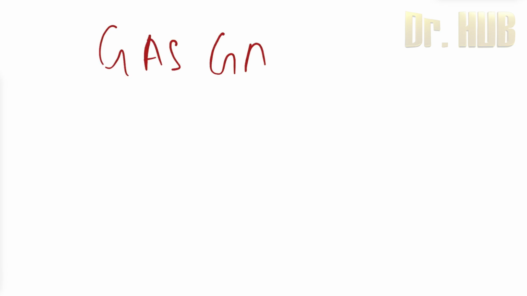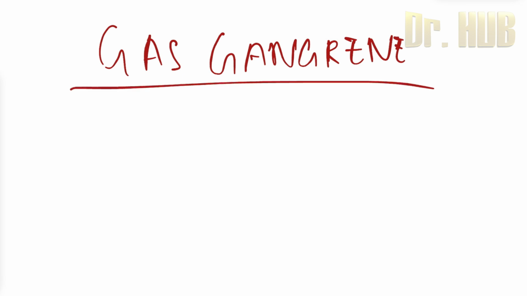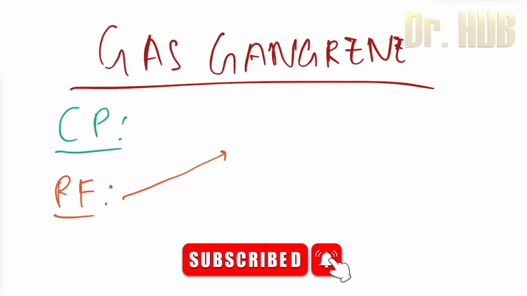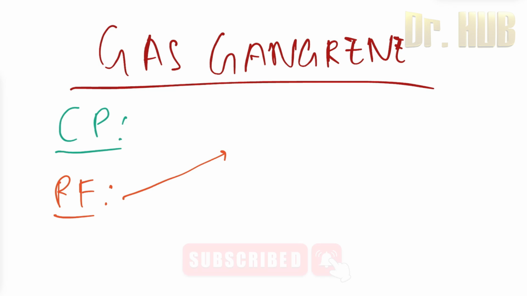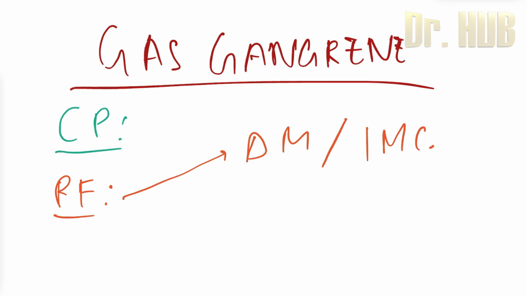Gas gangrene. What is the most common organism causing gas gangrene? The answer is Clostridium perfringens. This is an anaerobe. The risk factors are diabetes mellitus, an immunocompromised state, and wounds with necrotic and foreign material, which promote anaerobic conditions.